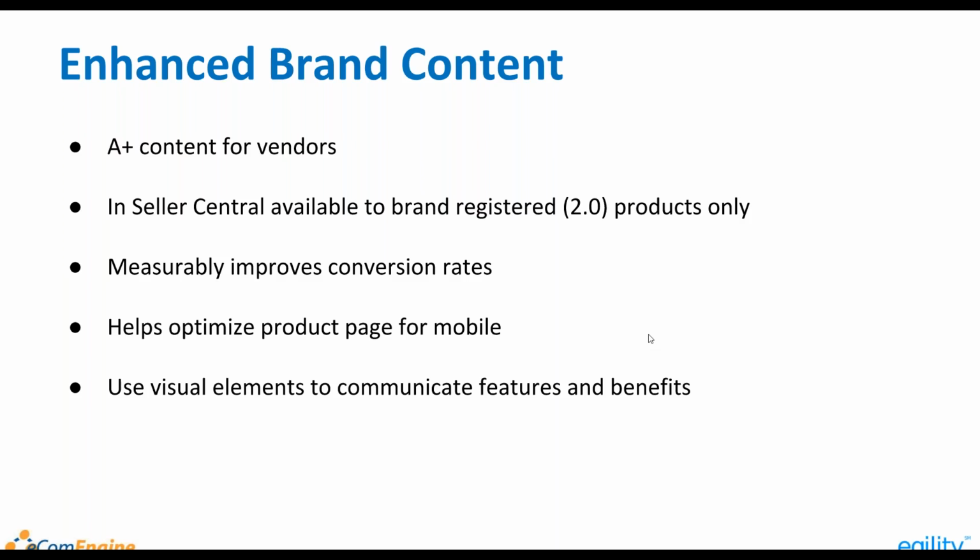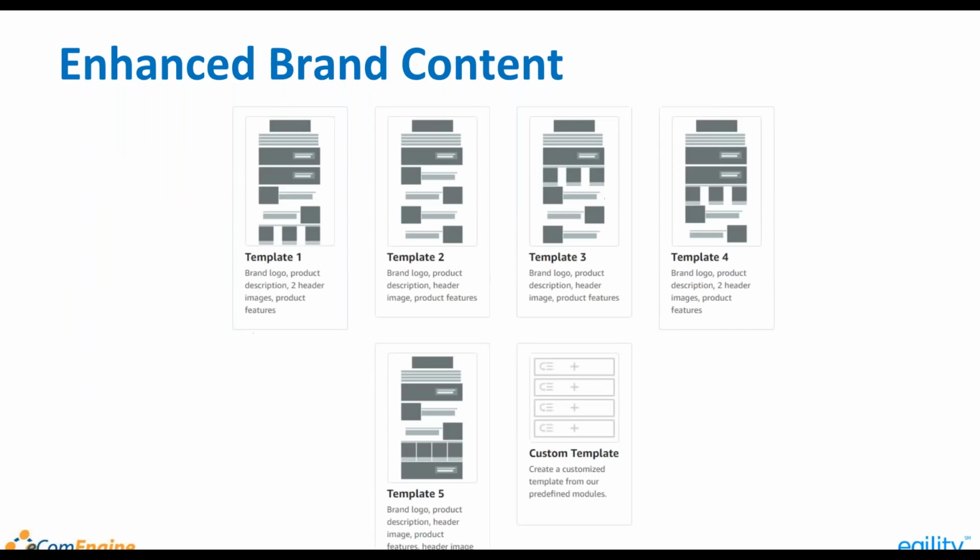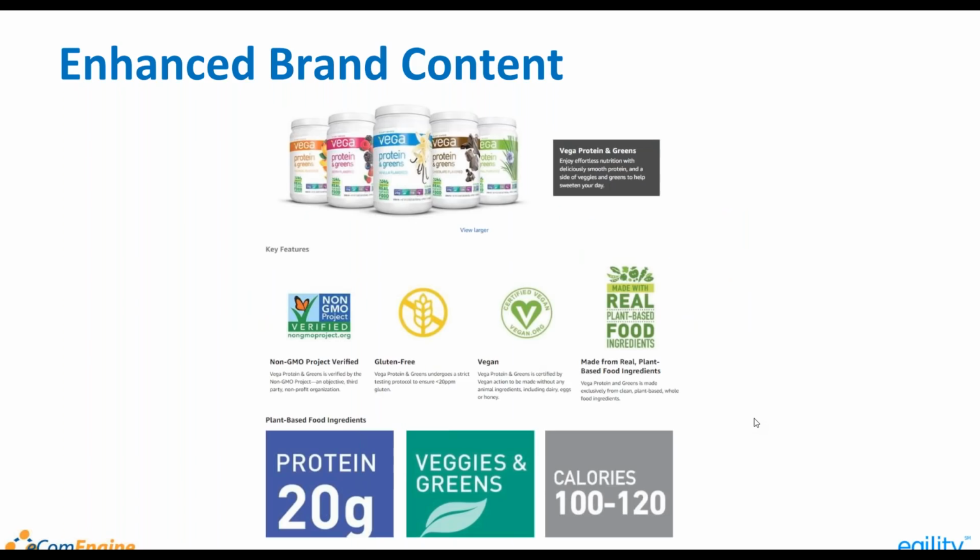So it helps optimize the product page for mobile, and it uses those visual elements to communicate features and benefits of a product. So this is what it looks like on the back end of Amazon. You've got several templates to choose from. You can see there's all these different places that you can drop in images, and then there's places for copy throughout those images. You can also customize your own template if you have a different idea of something you want to do.